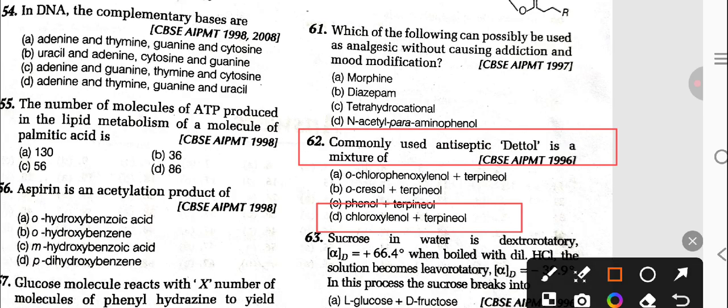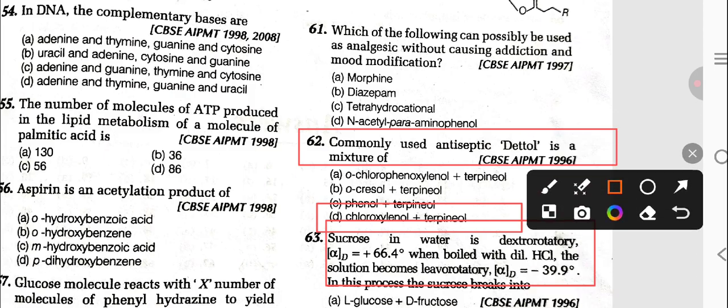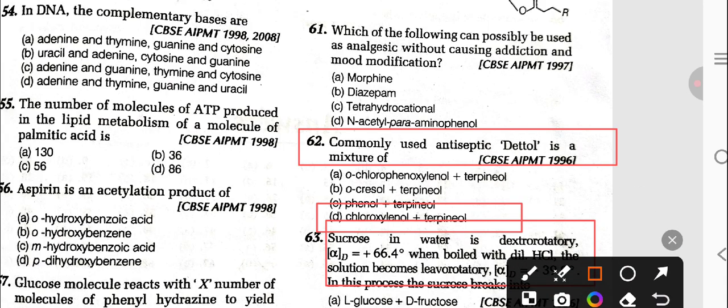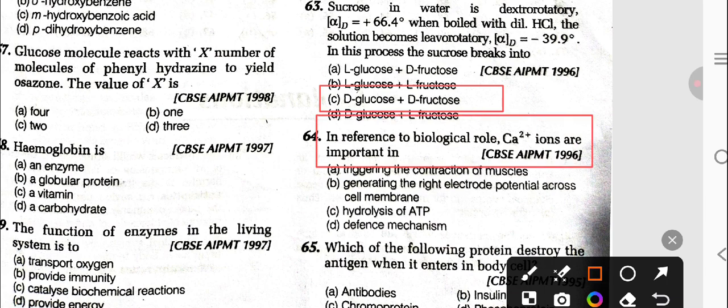Sucrose in water is dextrorotatory. When boiled with dilute HCl, the solution becomes levorotatory. In this process, the sucrose breaks into D-glucose and D-fructose. Next, in reference to biological role, calcium ions are important in generating the right electrode potential across the cell membrane.